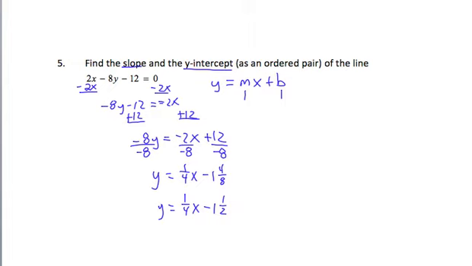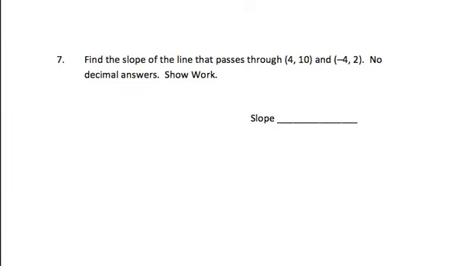Now I want to identify the slope and identify the y-intercept as an ordered pair. So the slope, we use m for that, is just a positive 1/4. And my y-intercept is negative 1 1/2, but I want to write that as an ordered pair. So remember, when the y-intercept occurs, our x value is 0. So I put a 0 in for x and this negative 1 1/2 for the actual place this thing crosses the y-axis. Now we'll take a look at question 7.